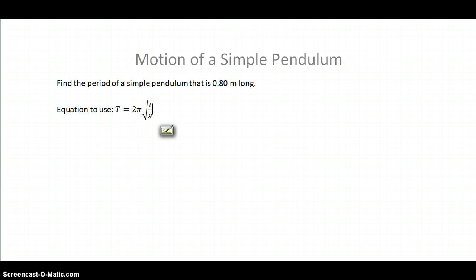So the variable that we're going to be looking for is the period. It says find the period of a simple pendulum that is 0.8 meters long. So this 0.8 meters is going to represent the length that is given right here. Okay, so all we have to do is input this value into this formula, and we'll be able to solve fairly easily.